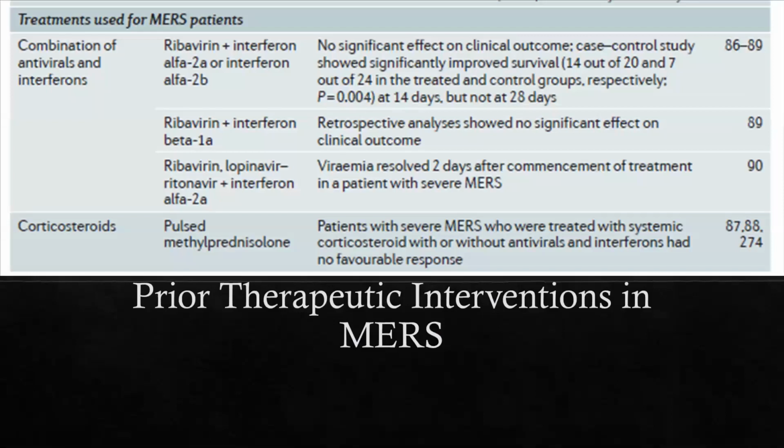So the prior slide looked at interventions in SARS. This one looks at a review that looked at prior therapeutic interventions for Middle East respiratory syndrome. The first one up here is a combination of ribavirin and interferon alpha, and they didn't show any significant effect on clinical outcome in the treated versus control groups.